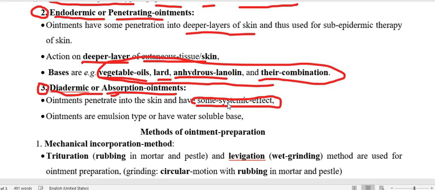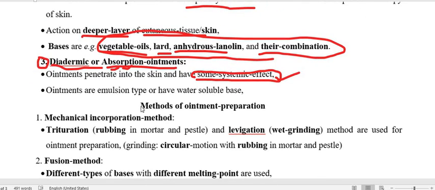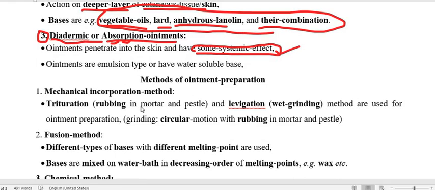So the diadermic or absorptive type of ointment is named absorptive ointment because absorption of the ointment occurs, and because of the absorption, this type of ointment also produces a systemic effect, and therefore it is called diadermic or absorption ointment. And in this, the base that we are using has very good penetration in the skin.